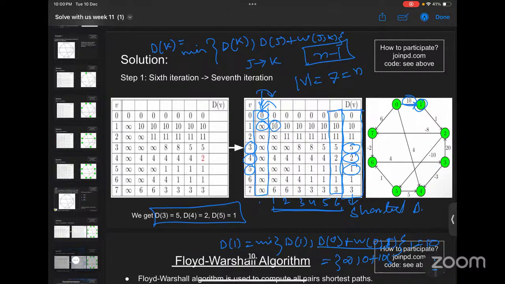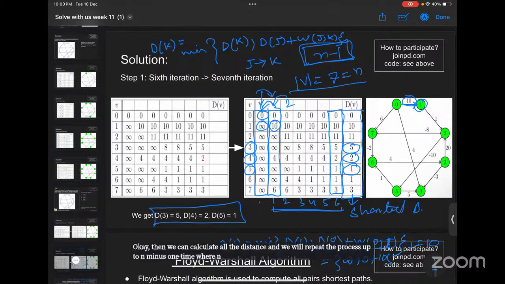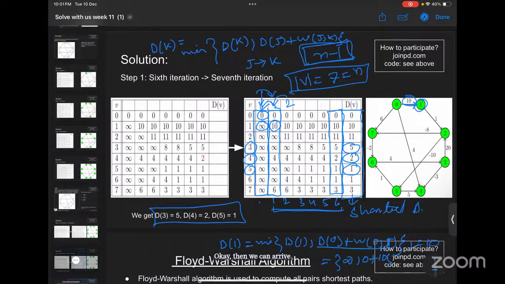Similarly, we can calculate the distance for all the vertices. And then again, in the next step, we will repeat the same thing. So for the second step, we will take the data from this column, that means the immediate previous column. Then we can calculate all the distances and we will repeat the process up to n minus 1 times, where n is the number of vertices. Then we can arrive at the final answer.